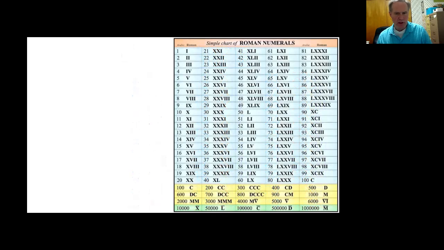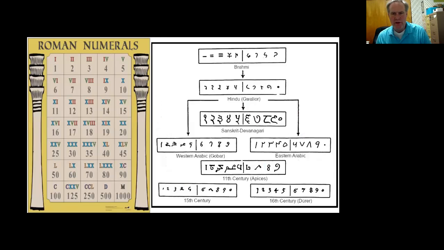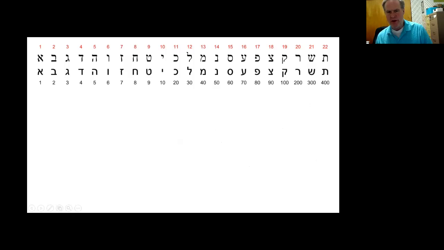Okay, so Roman numerals look like this, and those are the different letters. We went through some Roman numerals. We had the other type, different number systems from different countries. We finally got down to Hebrew, and Hebrew uses the first 22 letters as numbers. Okay, so Aleph is number 1, Beit is number 2, Gimel is number 3, then Dalet and Hey and Vav and Zayin and Chet, Tet and Yod, etc.